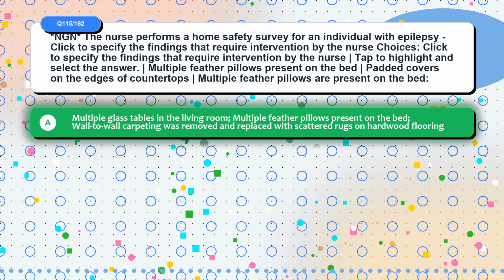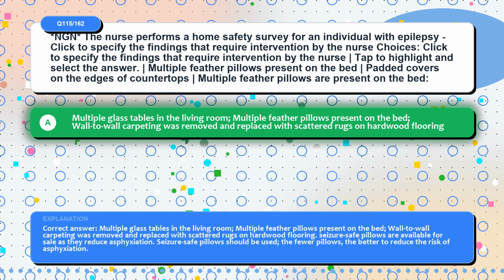The correct answer is option A. Multiple glass tables in the living room. Multiple feather pillows present on the bed. Wall-to-wall carpeting was removed and replaced with scattered rugs on hardwood flooring. Seizure-safe pillows are available for sale as they reduce asphyxiation. Seizure-safe pillows should be used. The fewer pillows, the better to reduce the risk of asphyxiation.